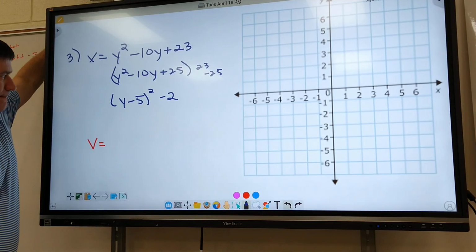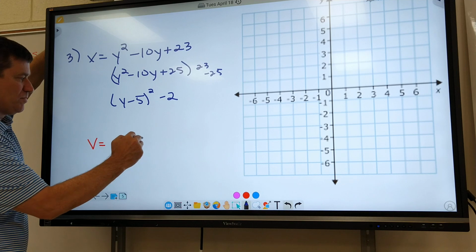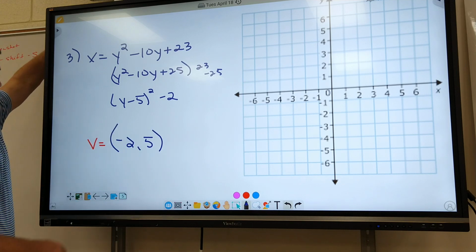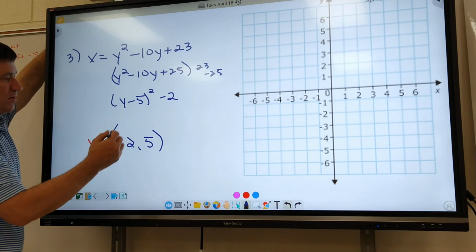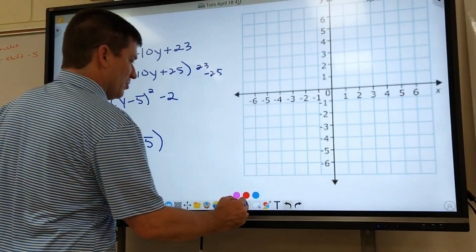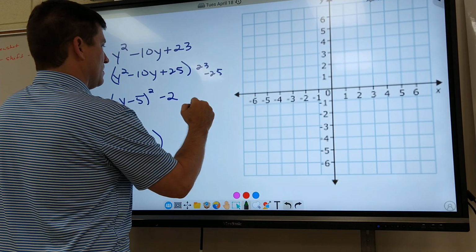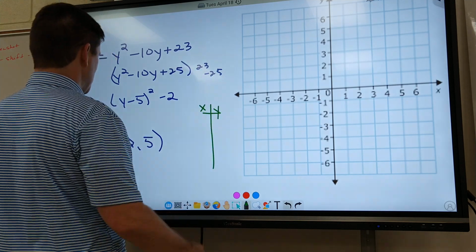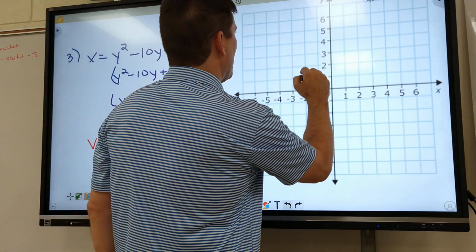Vertex, -2 and +5. Everybody got that straight? We didn't get them backwards, did we? I got it. All right, so now we're going to plug in our numbers. All right, so -2 up 5 is right here.